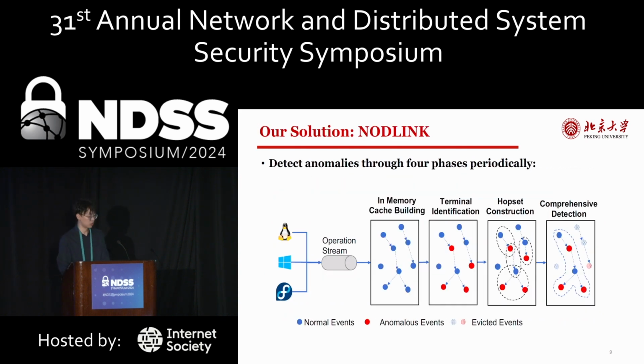To achieve our goal, we design and implement NODLINK, an online detection system that achieves fine-grained detection with timeliness and limited resources based on STP. NODLINK detects anomalies every delta seconds through 4 phases: in-memory cache building, terminal identification, hubset construction, and comprehensive detection. I will introduce how each phase solves the above challenges.